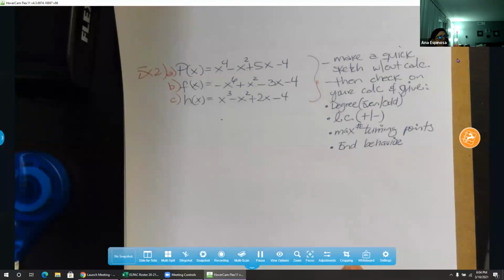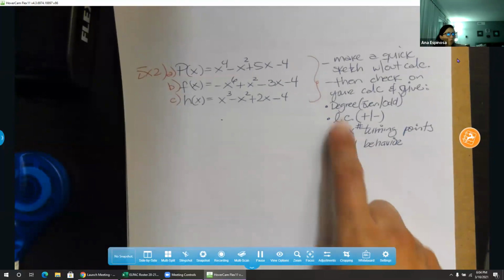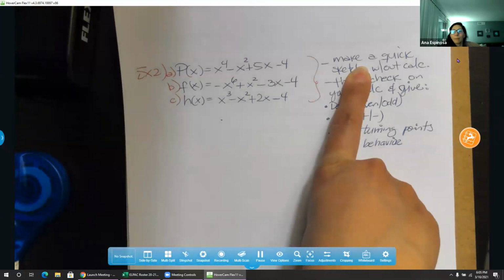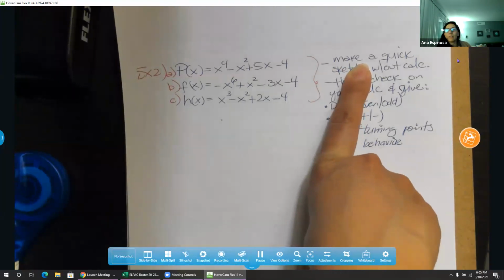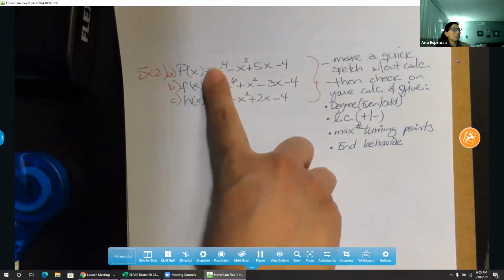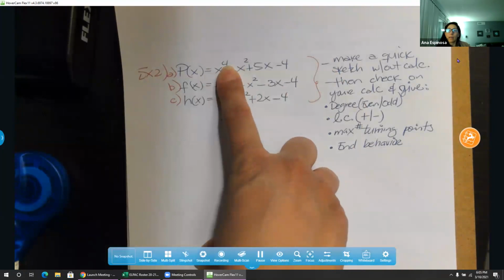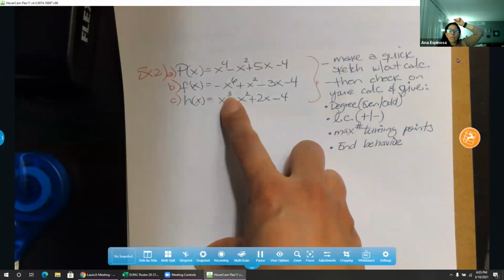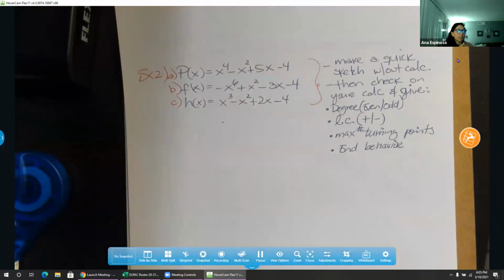So for these, I would like you to practice them. We can go over them. What I ask you to do is make a quick sketch. So try to make a quick sketch without even looking at that page anymore. Just look, what's the highest power? That's a 4. That's the degree. How does that behave? It's even. She told me to think of parabolas when it's even. So both arrows go up, they both go down. If it's odd, like this one, then they follow a line where the arrows go the opposite ways.